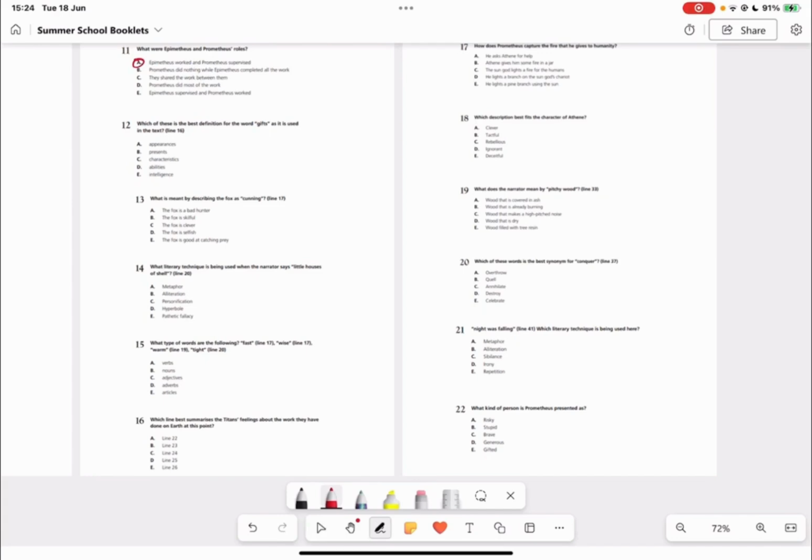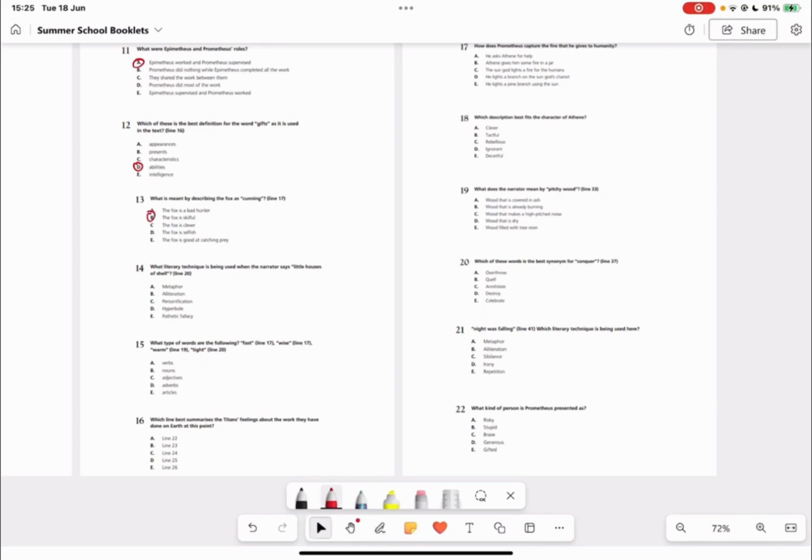And then, which of these is the best definition for the word gifts in line 16? So this is going to be D, abilities. And then, what is meant by describing the fox as cunning for question 13? It is not a bad hunter, could be skillful, could be clever, not really selfish, not really good at catching prey. So this will be skillful.